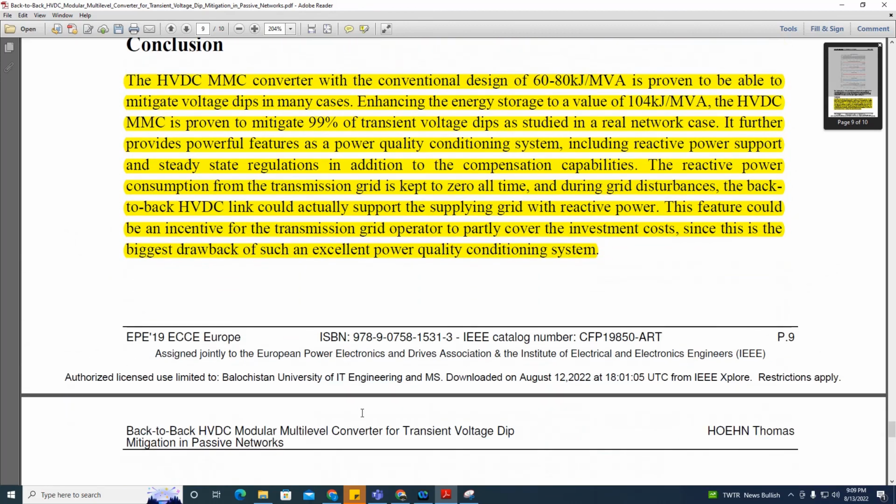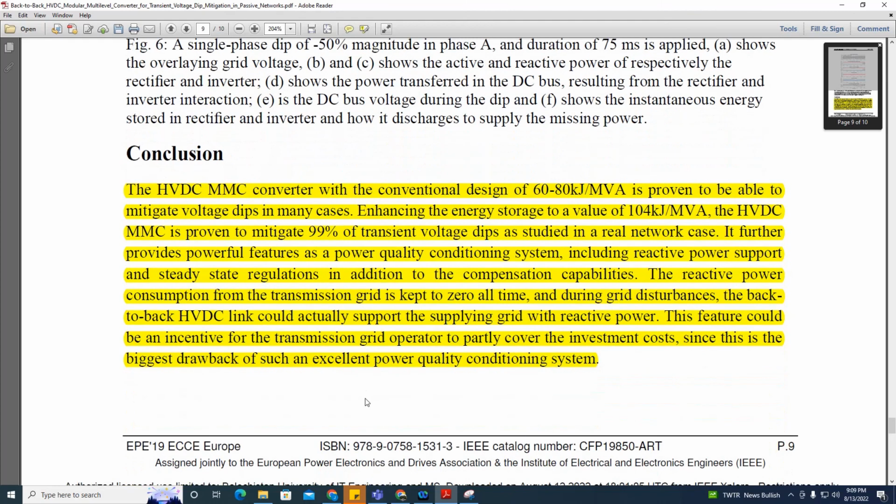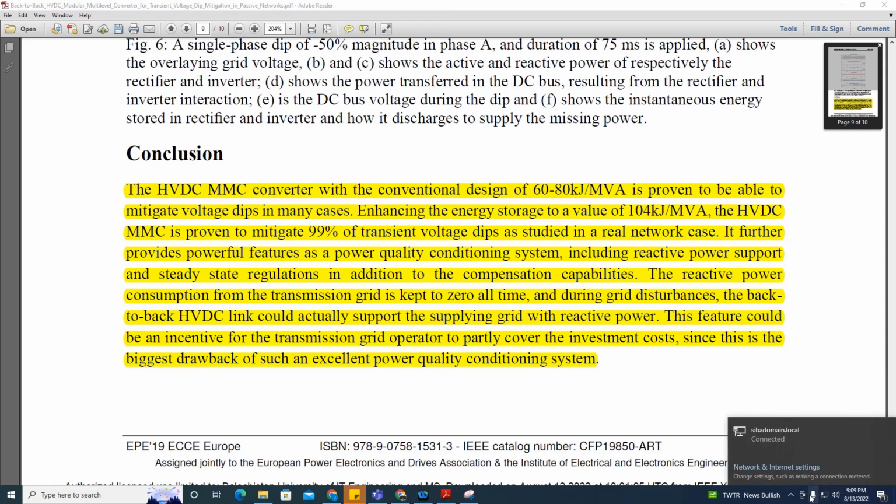In the current literature, recent research work, researchers are preferring to improve the control to such a level that there is no need to go for this increased energy storage. They are trying to make changes in the control to overcome these voltage dip and other issues, which we'll discuss in our coming videos. Thank you very much.